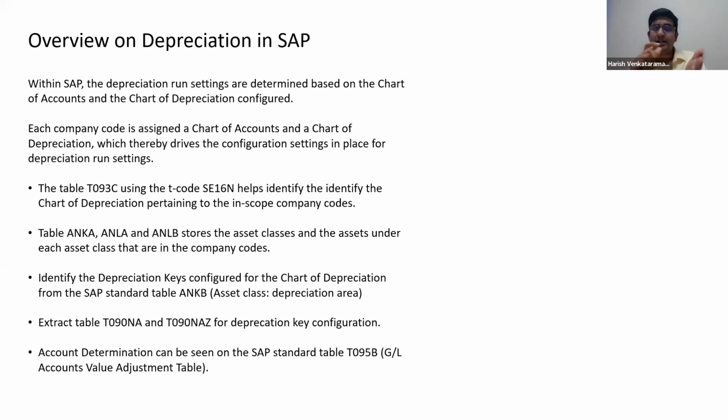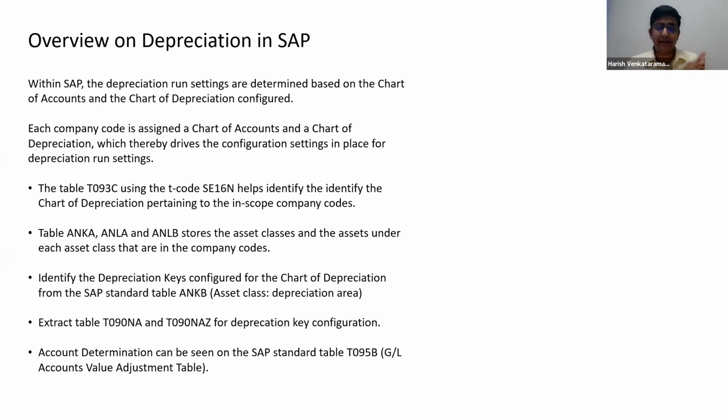Every company code is assigned a chart of accounts and a chart of depreciation. Whenever we create an asset, you can create it through transaction codes AS01, AS02, right? Once you create it, you have to define the depreciation key. The depreciation key is a very unique concept in SAP, wherein you configure whether a particular asset is going to be straight line or other methods, like written down value, or even some companies have their own unique way of configuring depreciation keys basis the accounting policies that they adopt.